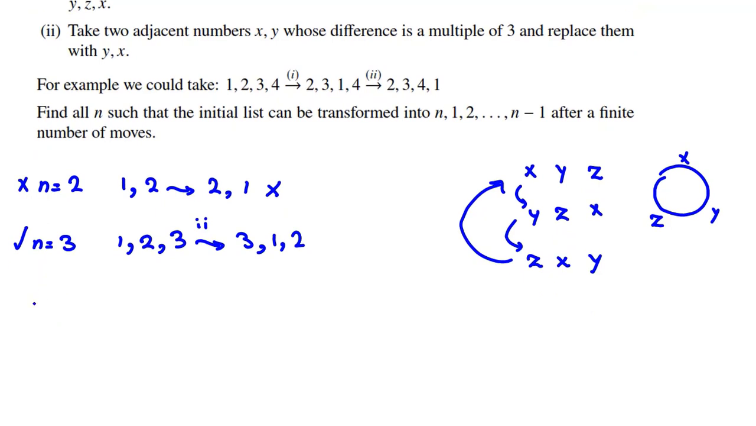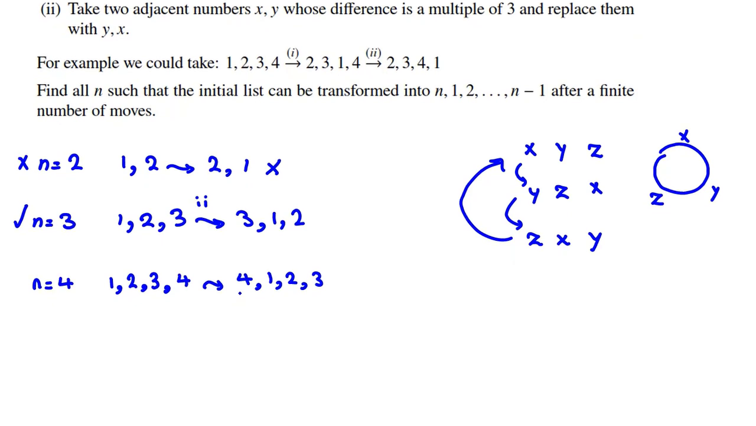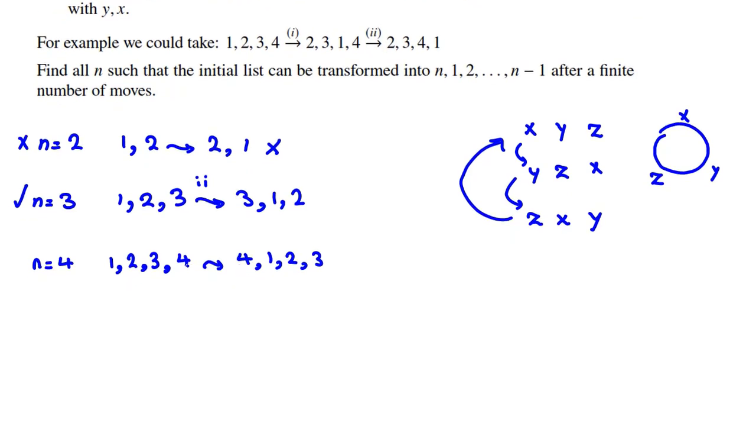Let's check another number, for example, N4. 1, 2, 3, 4. We want to reach 4, 1, 2, 3. Because we want to move 4 from the last place to the first place, we consider this part first. 4 plus 3, 7, plus 2, 9. So you can rotate and we can reach it.